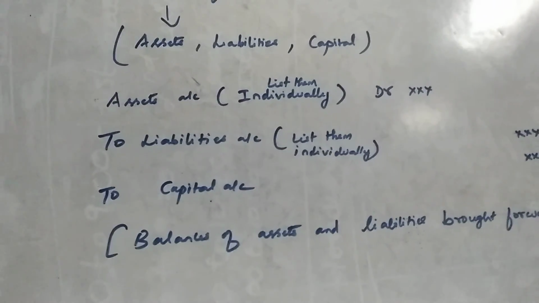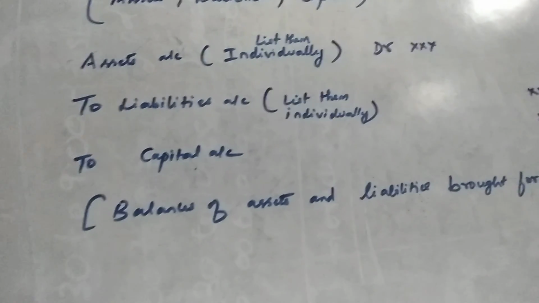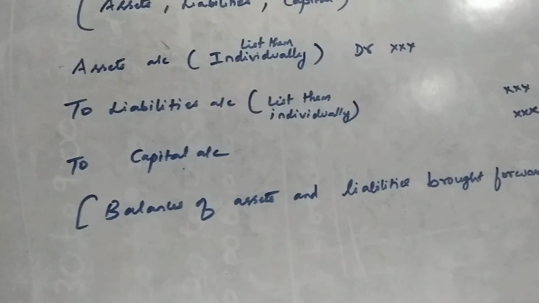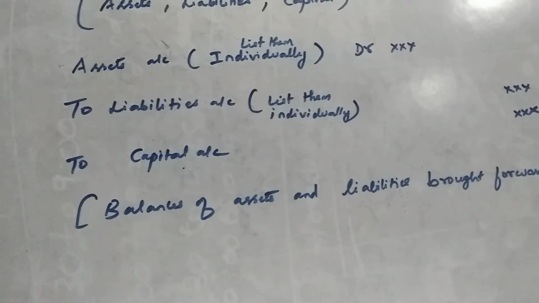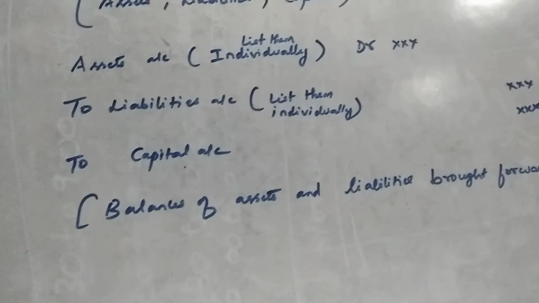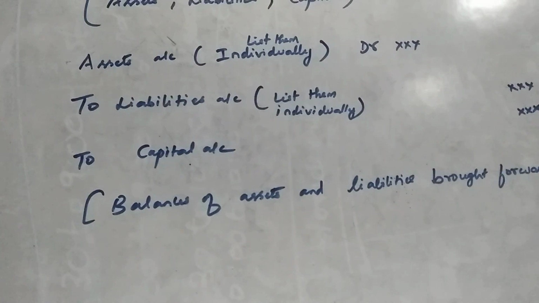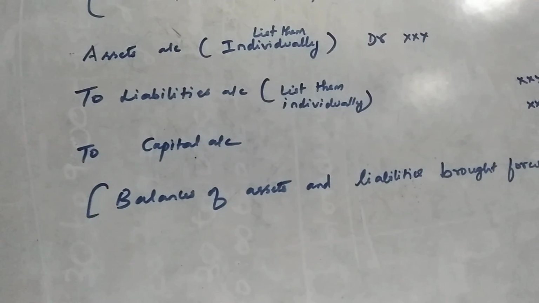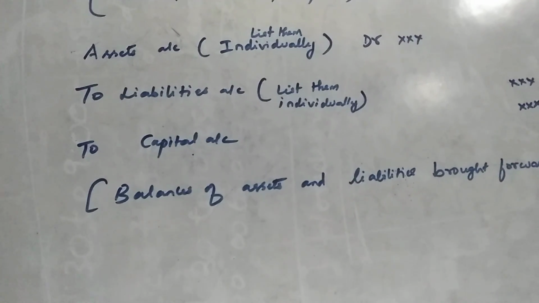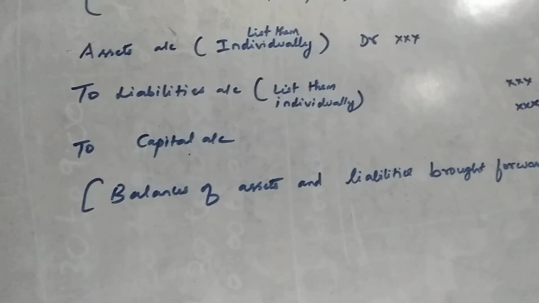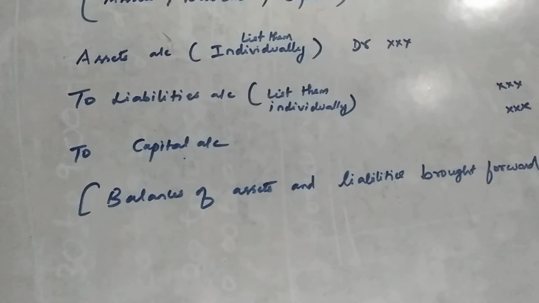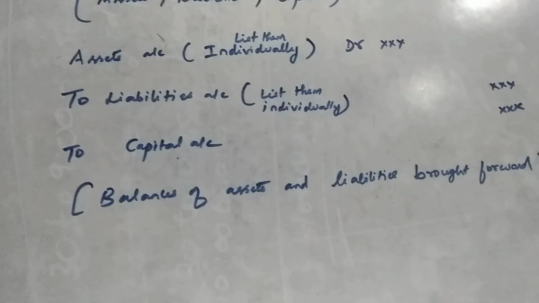So how to write an opening entry? Assets account: you have to list out each and every asset individually. For example, plant and machinery account debtor, cash account debtor, land and building account debtor. Like that, you have to list each and every asset individually, right? And then 'To' liabilities, again list all the liabilities individually.